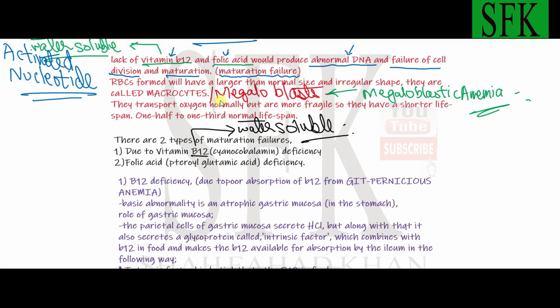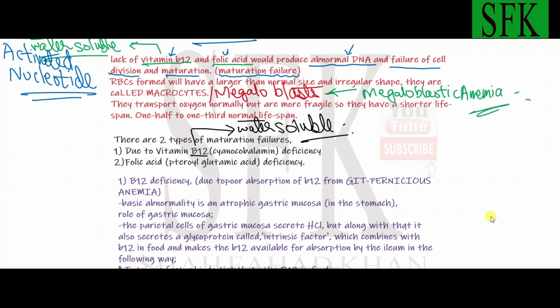And when megaloblasts appear in the blood, they may cause megaloblastic anemia. This is a condition in which megaloblasts are present in the blood. Why is it called anemia? Although these megaloblasts can transport oxygen normally, they are more fragile than normal red blood cells, and so they have a shorter lifespan and are easily ruptured when they pass through tight junctions in the body. Megaloblasts have a much shorter lifespan than normal red blood cells, approximately 1/2 to 1/3 of the normal lifespan of a red blood cell. Okay, so now let's move forward.